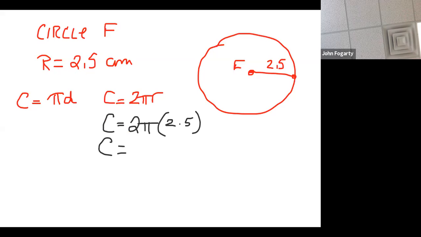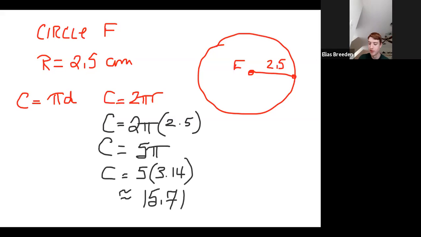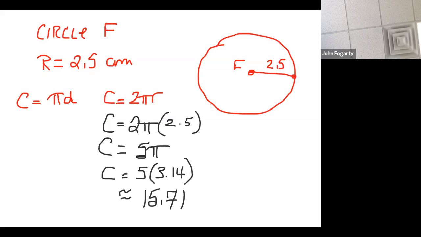2 times 2.5 is 5, right? Now I take out my calculator, and 5 times 3.14, approximately 3.14, is approximately what? Approximately what? 15.7. About 15.7. Does everybody understand it? All right, I'm going to give you one. You're going to work on your own. Ready? You're going to work this one out on your own. Ready?